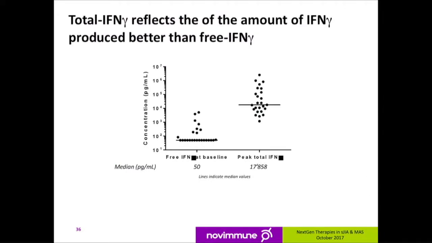So the concept here is that total gamma reflects better the amount of gamma that is being produced in the whole body compared to free gamma. And the other thing you should know is that the total gamma is obviously much higher than the amount of free gamma you can measure.